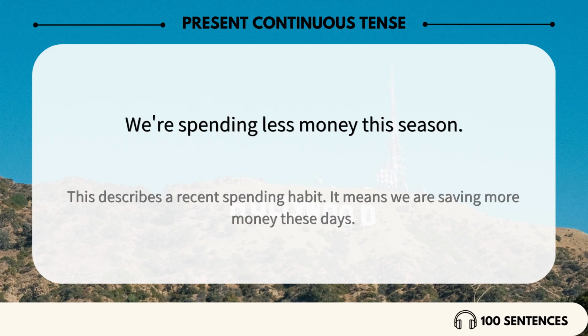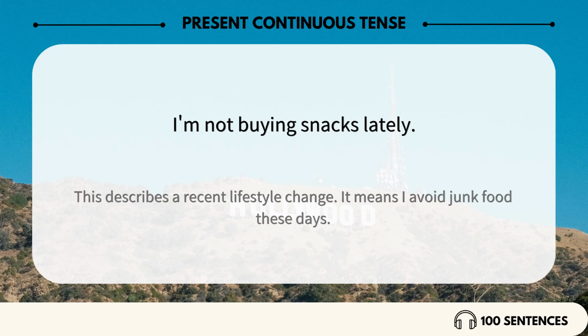We're spending less money this season. This describes a recent spending habit. It means we are saving more money these days. I'm not buying snacks lately. This describes a recent lifestyle change. It means I avoid junk food these days.